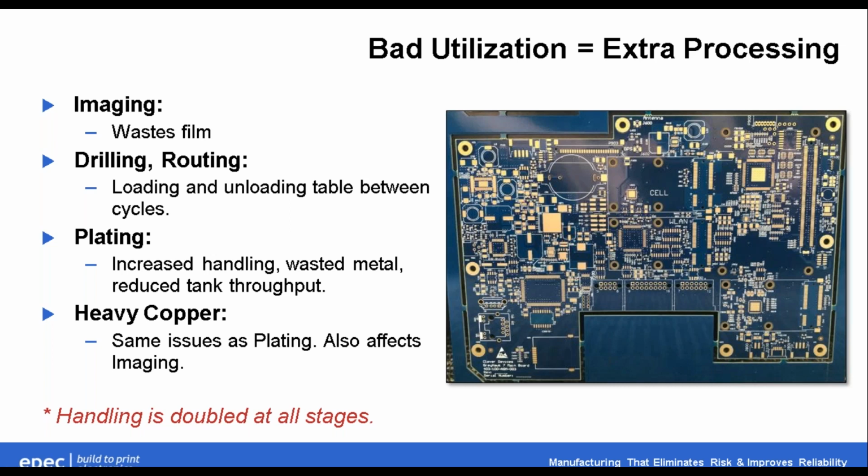And heavy copper has the same issues as plating. It's just magnified when you have heavy copper. If you're putting more than about an ounce of copper on, you're paying for more time, you're paying for more copper. And it also affects imaging with heavy copper because you have to do different things in the imaging department to set up your circuit so that the plating goes smoothly. So you do cost yourself at a couple of stages there.